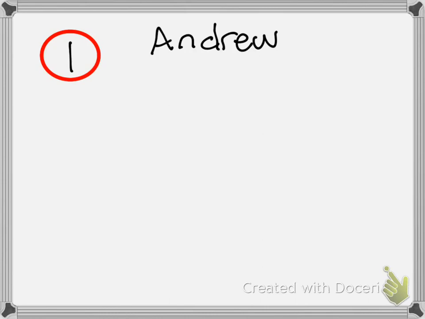So, write each rate as a unit rate. This question says 44 points in 4 quarters. So on one side, we're going to have the points, and on the other side, we're going to have the quarters. How many points did he get, Andrew?